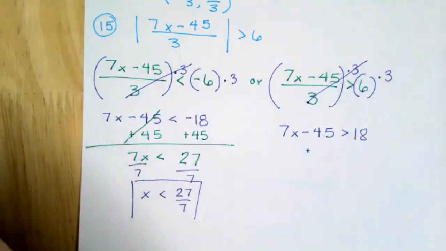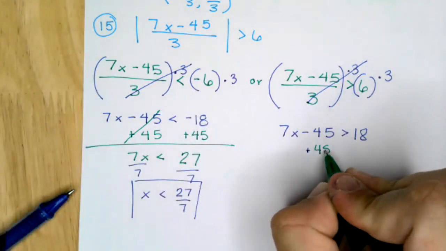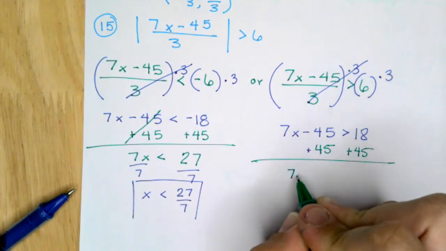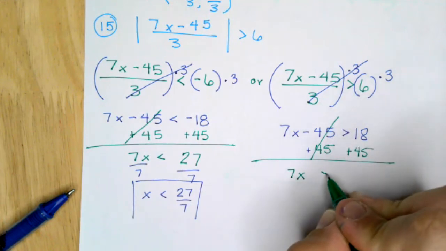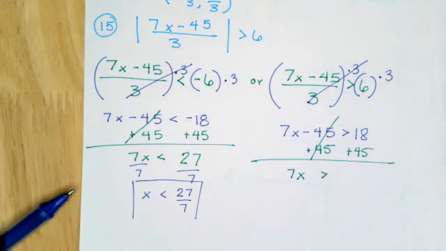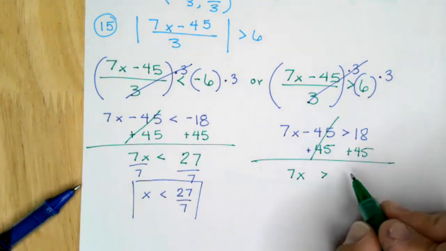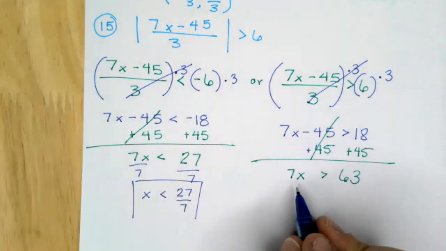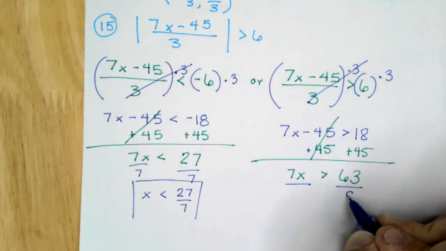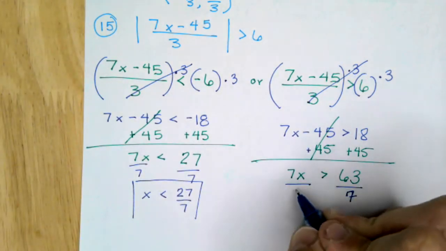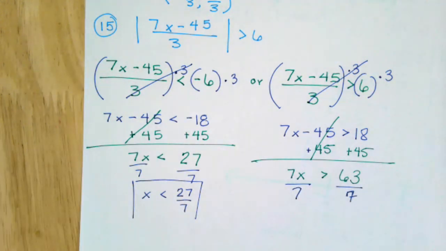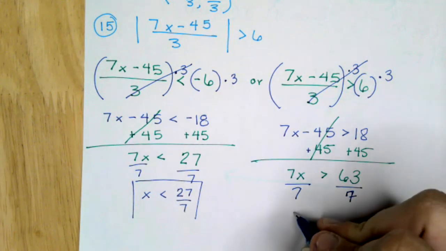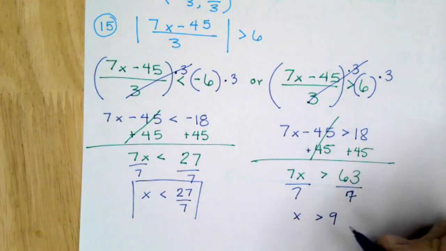Add 45, add 45. 7x is 63. 63 divided by 7 is 9, right? Almost wrote 9. Let's make sure. Yes. All right, so x is greater than 9.